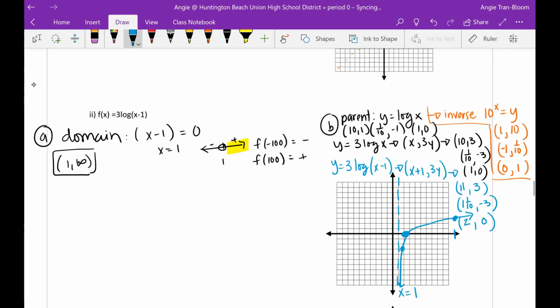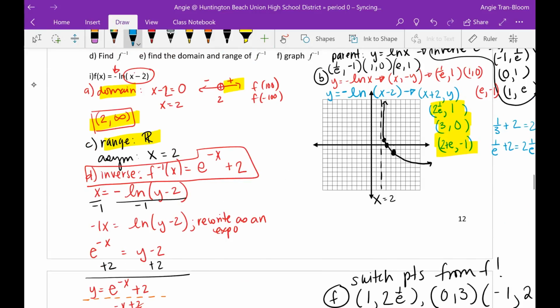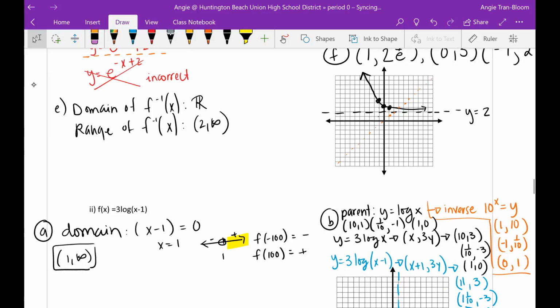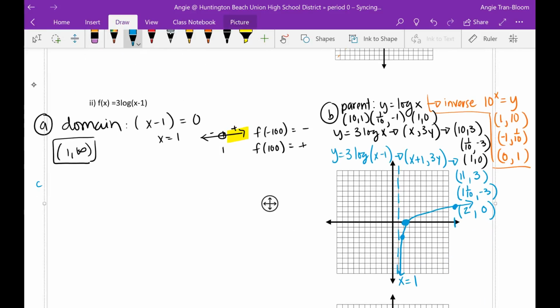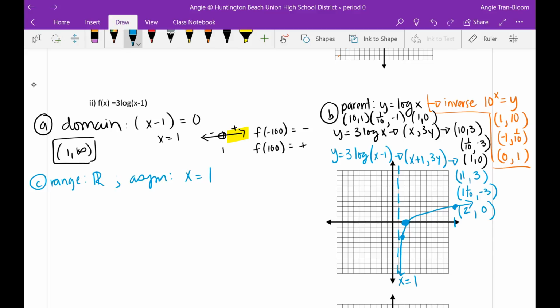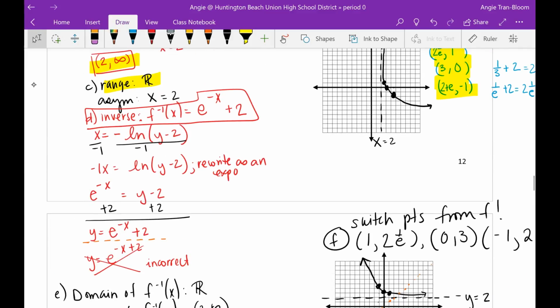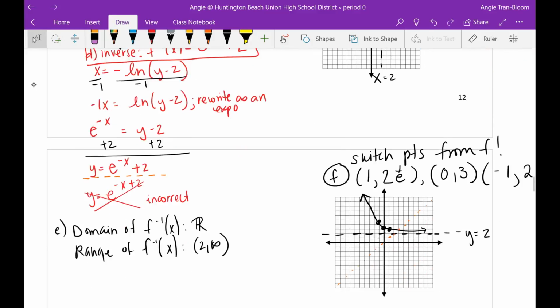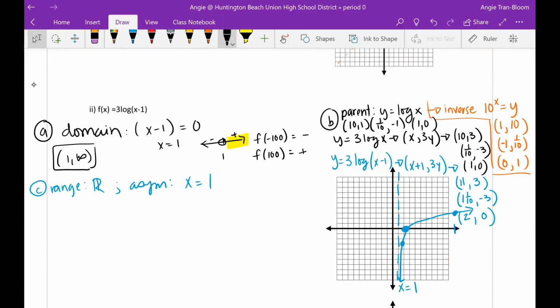All right, part C, what was it asking? Range and asymptote. Okay, so part C, the range, it's always all reals in log. Asymptote is going to be x equals 1. Next one, what is D asking? D asking inverse. All right, let's find the inverse.